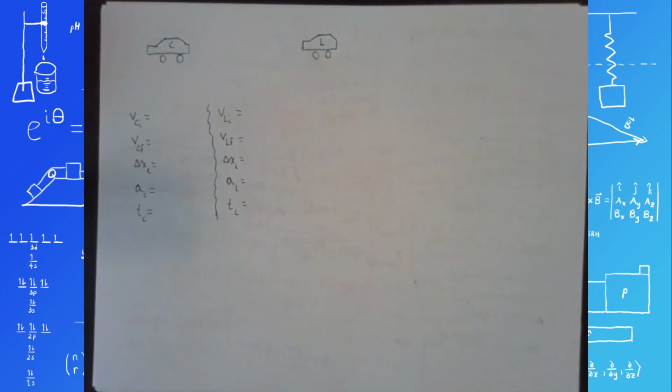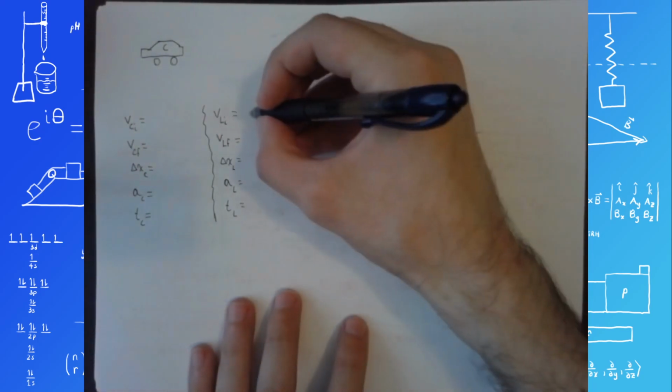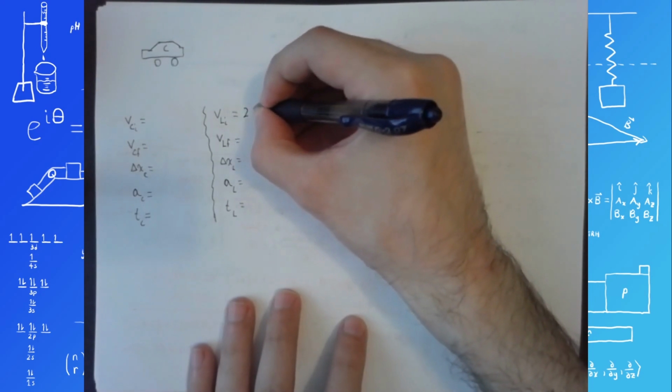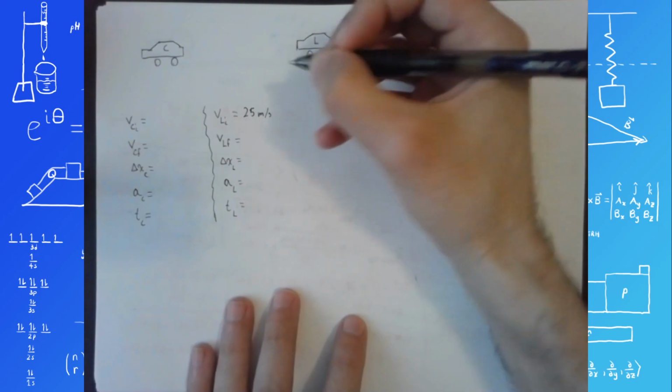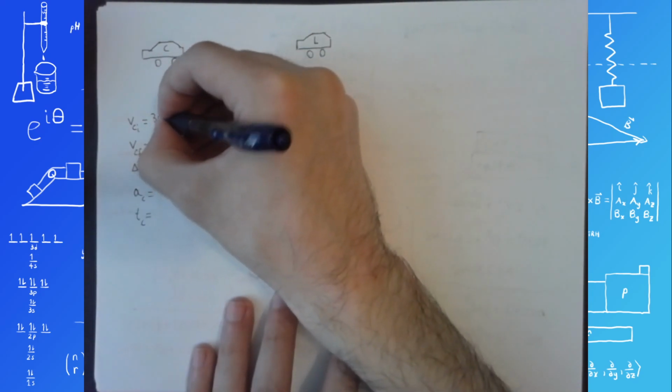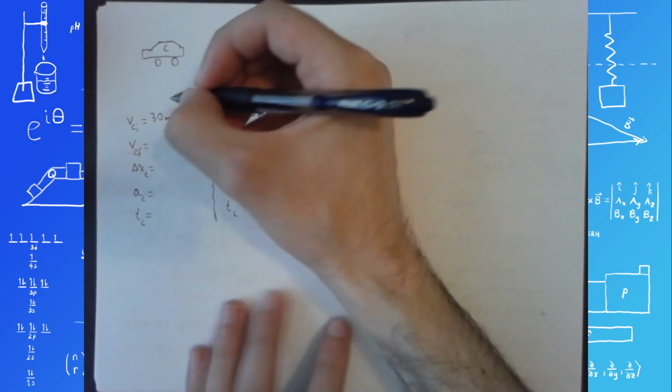Let's list the information we have on both of them. So the lead car is at 25 meters per second while the other car is 30 meters per second. Lead car is at 25 meters per second. This is before they start braking. Chasing car is at 30 meters per second, so closing the gap.